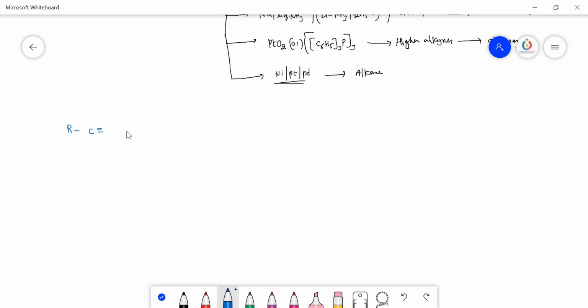R, C triple bond C, R plus H2, subject it to Lindlar's catalyst. Lindlar's catalyst is palladium on calcium carbonate, plus quinoline. So we get the molecule like this. This is R, hydrogen, hydrogen. So this is a cis alkene.